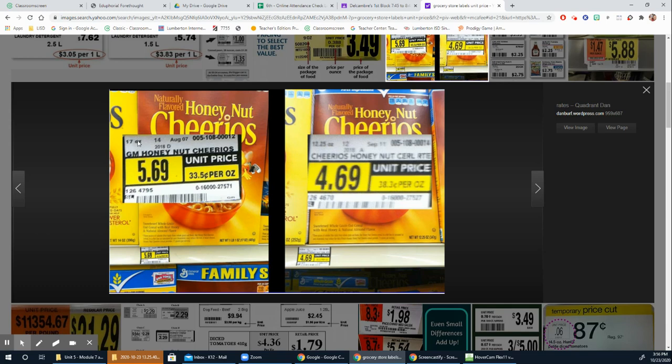So which would be the better buy? If you look closely, I know that this is kind of blurry, you can see the unit price. So the price per ounce is about 38 cents per ounce, where this is 33 cents per ounce. So for 1 ounce, I'm saving money by choosing the larger box than the smaller box. Okay? That's being a good consumer, a good shopper, is finding the item and maybe not buying it because it's cheaper, but buying it because you get more for your money and it's less per ounce.